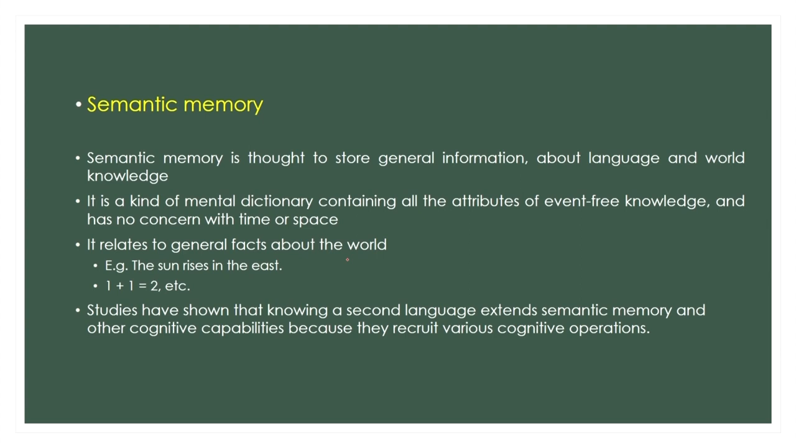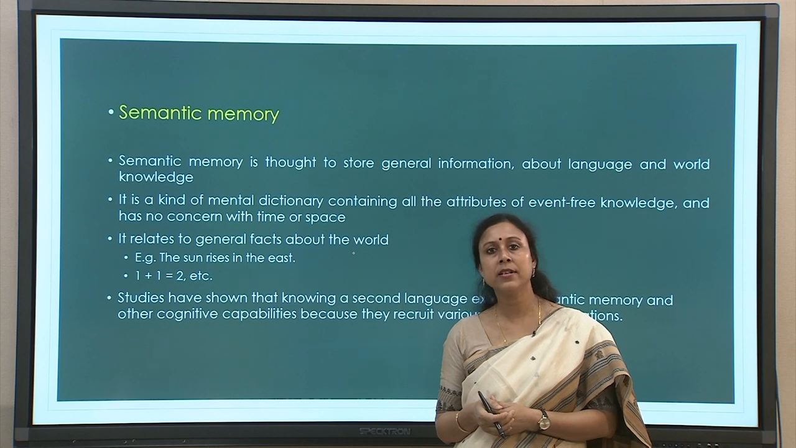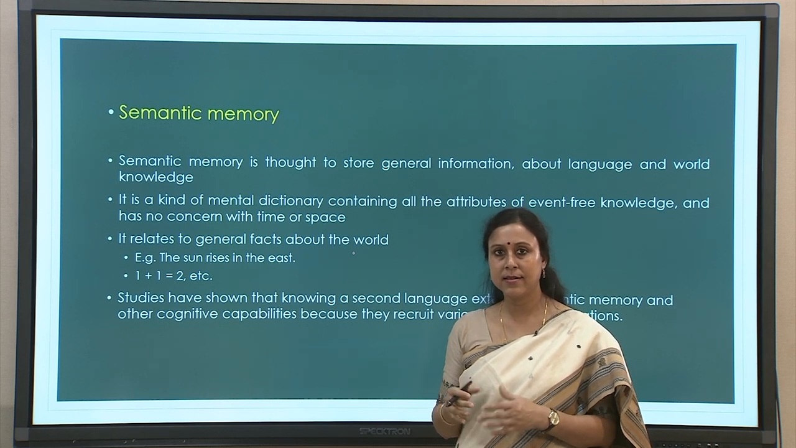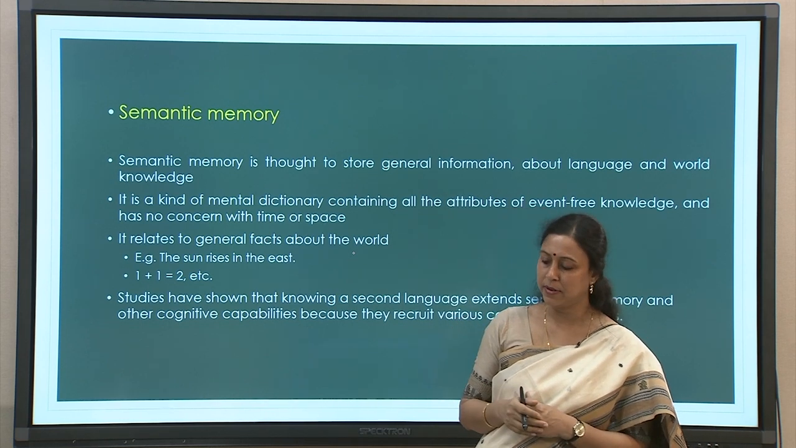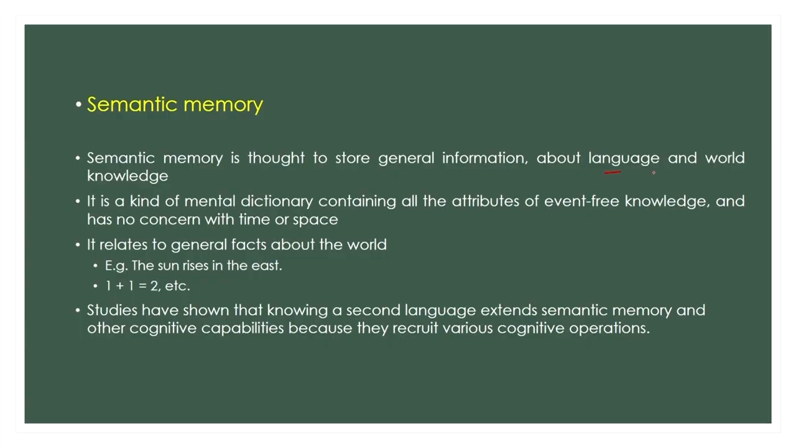Semantic memory is thought to store general information, as we have just seen. It can be about facts of the world, information about various things, for example, the parts of a computer, or the screen, that the knowledge about this exists already. It doesn't depend on personal interpretation. No individual's interpretation is important there. So it exists as world knowledge. So that kind of information about language, all of that goes into it.